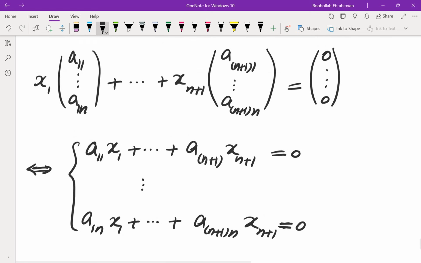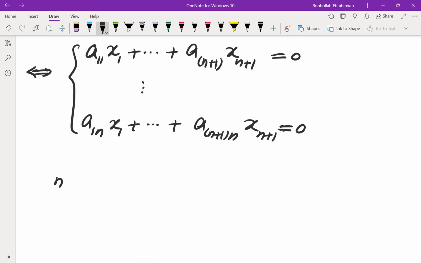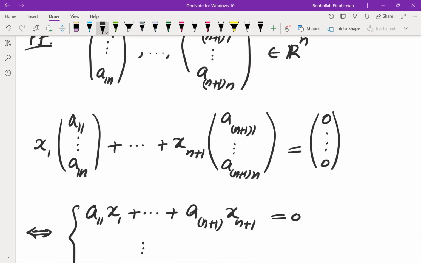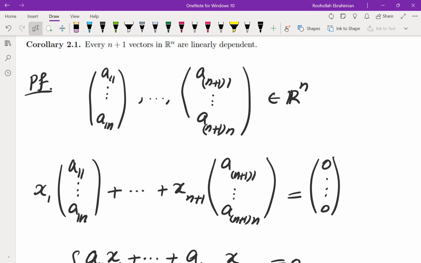Okay, so this is a system. It's linear, it's homogeneous. How many variables does it have? It has n plus 1 variables. And how many equations do we have? We have n equations. So because we have n plus 1 variables and n equations, we have a non-trivial solution, which means those n plus 1 vectors are linearly dependent.